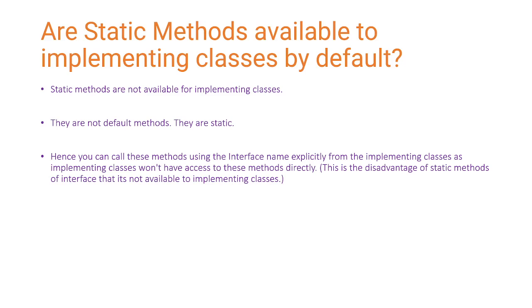Okay, are static methods available to implementing classes by default? No, it's not available. Just now I showed, right? Because static does not participate in inheriting or overriding. Static methods are not available for implementing classes. They are not default methods, they are static. Hence, you can call these methods using the interface name explicitly from the implementing classes, as implementing classes won't have access to those methods directly. This is the disadvantage of static methods of an interface, that they are not available to implementing classes. But you can call them by using that interface name.